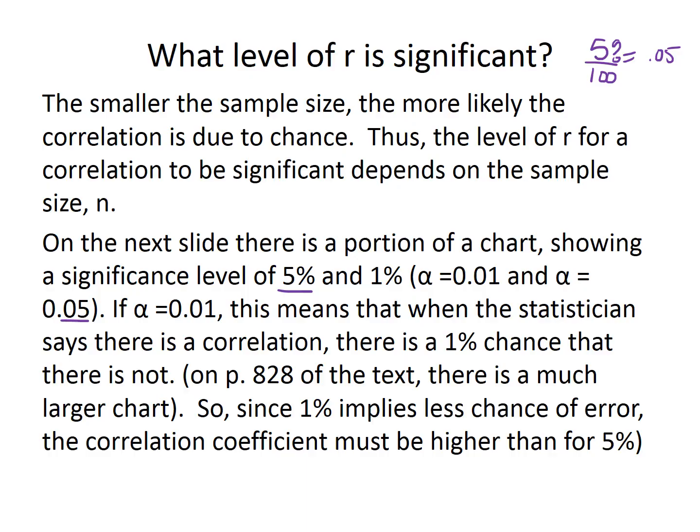On page 828 of the text, there's a much larger chart than the one that's in here. You can look at the online textbook if you want to look at the larger chart. But you can imagine that at the 1% level, there's a lot less chance of error than at the 5% level, because at alpha equals 0.05, which is 5%, that means there's a 5% chance of error, which is a much larger chance of error than 1%.